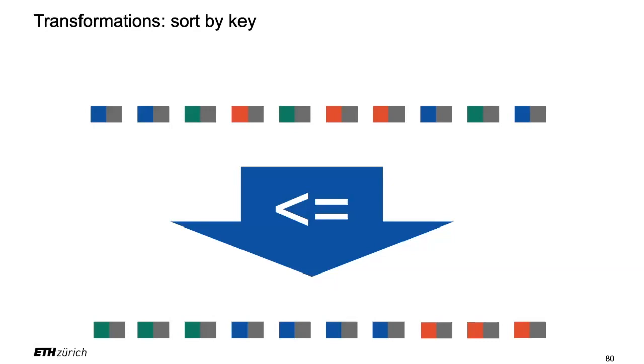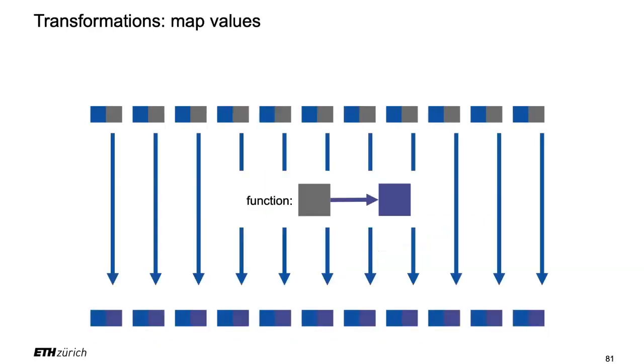So sort by key. Here you might need to supply the function that says less than, right? Because that might depend on what you're looking at. If it's strings or dates or integers, it's obvious, but if it's something more exotic, then maybe you need to tell Spark how you compare two keys.